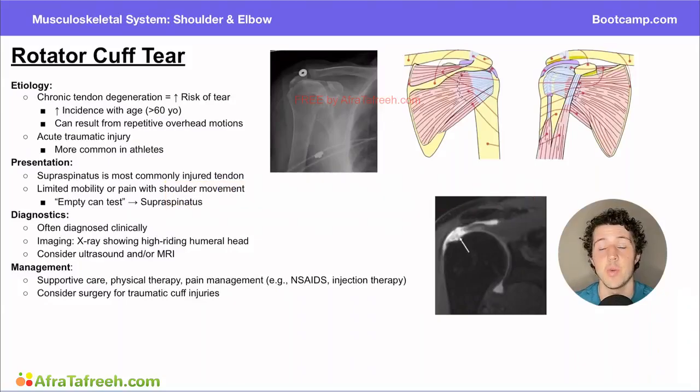My name is Jonathan and today we will be going over tears of the rotator cuff. Let's hop right into it.